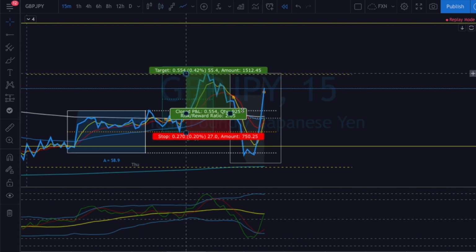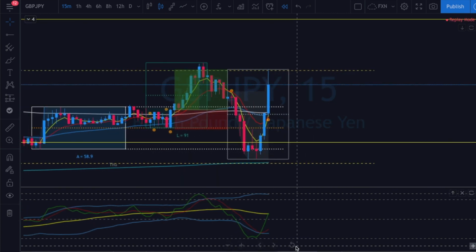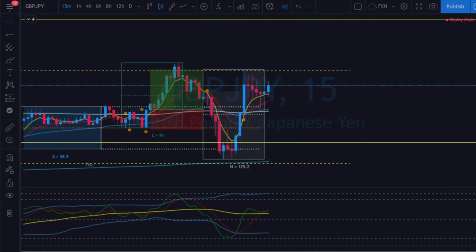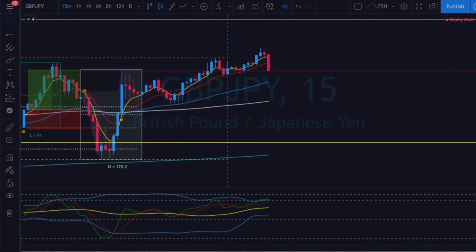Damn, we missed it. W here, W here. But that's not really an entry because the 13 is way too far away. So that would not have been an entry. Okay, so we got just one trade out of that. All right, let's go to Friday here and let's take a look.